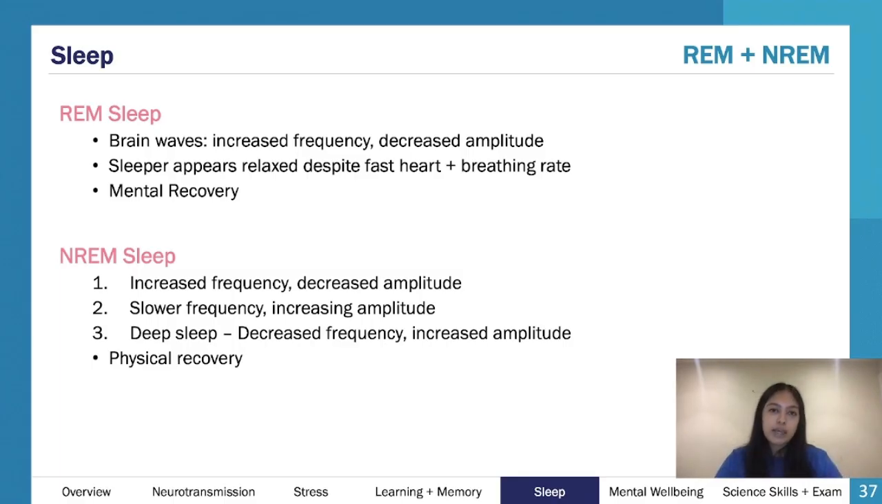Your NREM sleep forms the bulk of your sleep.